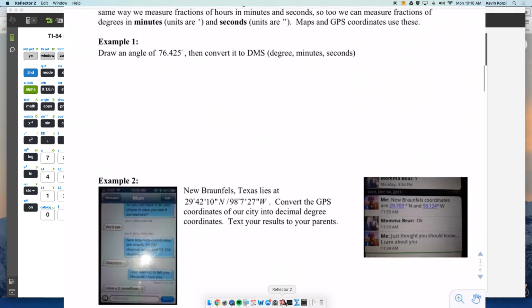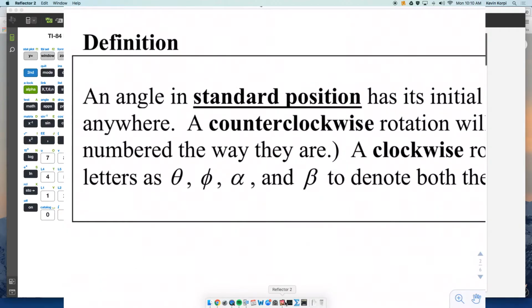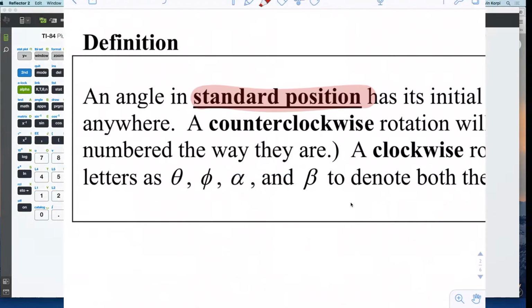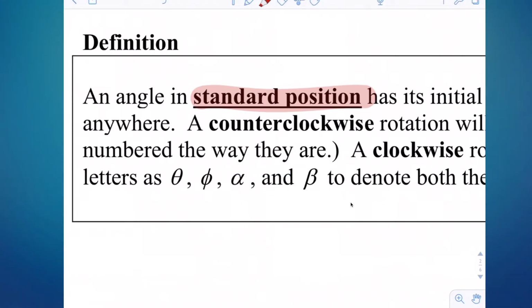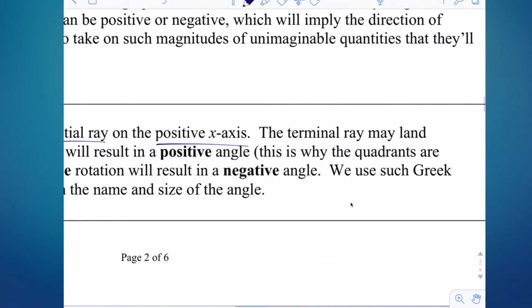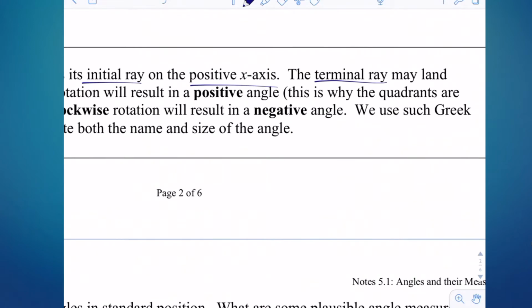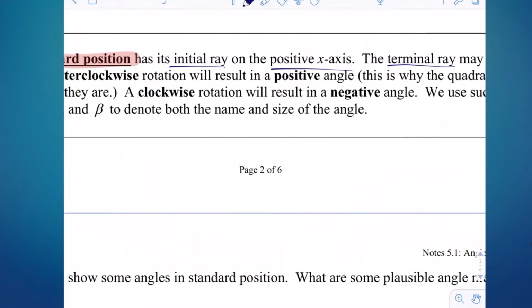We don't need to do examples 1 and 2 because we just kind of did that in the warm-up. So let's go ahead and define now what we just talked about, an angle in standard position. We are talking about coordinate geometry, not Euclidean geometry. So again, we want to standardize all of our angles. An angle in standard position has its initial ray on the positive x-axis, as we already mentioned, and the terminal ray, which is the one we end at, so we are now naming the rays. It may land anywhere in the 4 quadrants, including on the x or y axis themselves. A counterclockwise direction is a positive angle, and a negative angle is a clockwise direction.